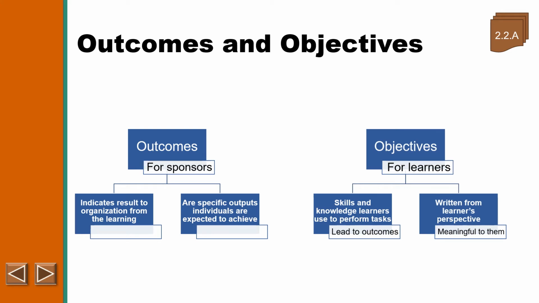The objectives are written for the learners, and they identify the knowledge and skills that learners are going to use to perform tasks. Those tasks lead to the outcomes, and the way that they are written are meaningful for the learners. And there is a hierarchy of objectives. So we'll talk about that next.